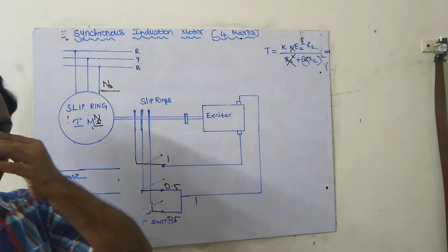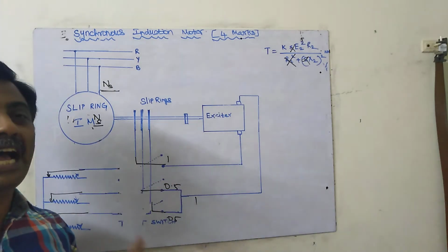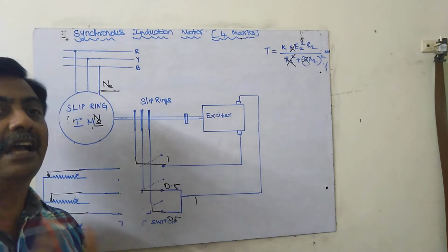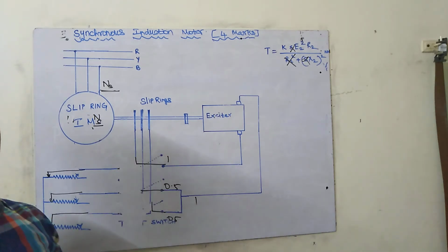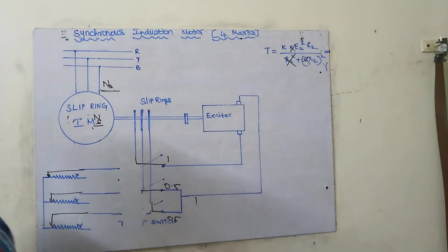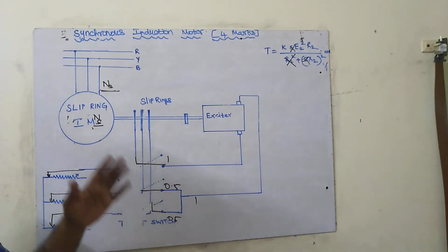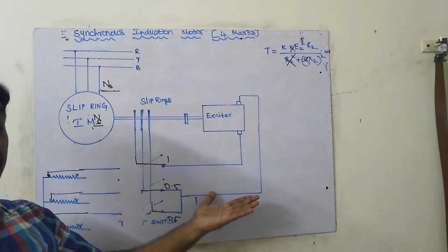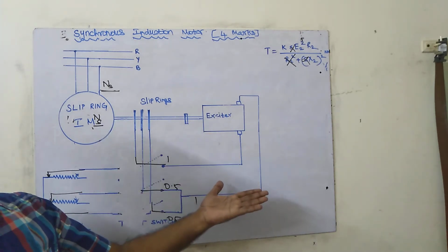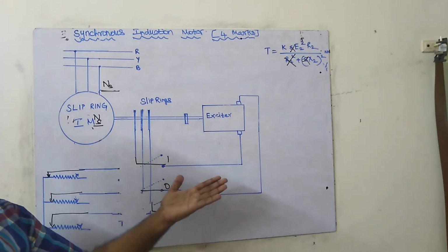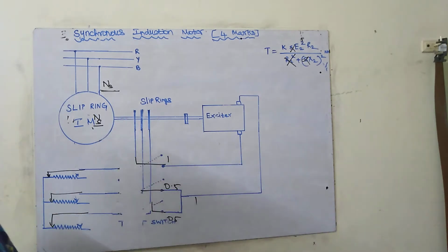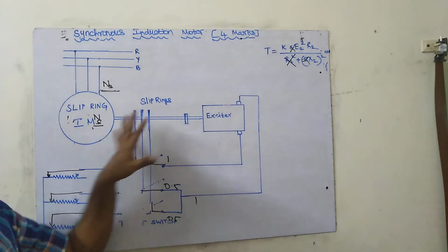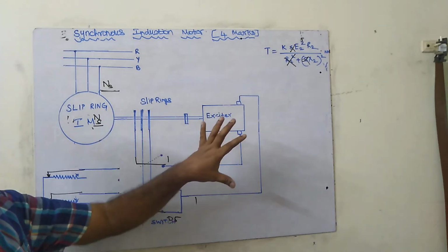What is the application of this? Applications where we need constant speed as well as high starting torque. For this type we can go for the synchronous induction motor. This is a 4-mark question. The advantages are constant speed and high starting torque. The disadvantages are complexity and high cost.